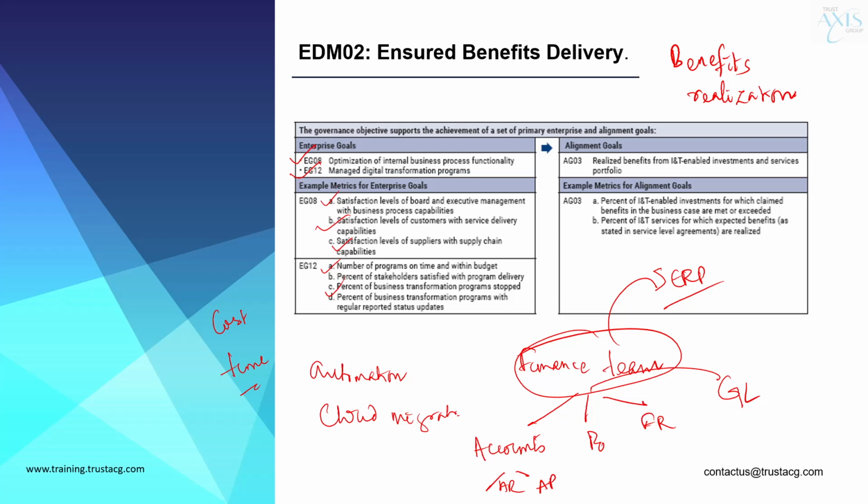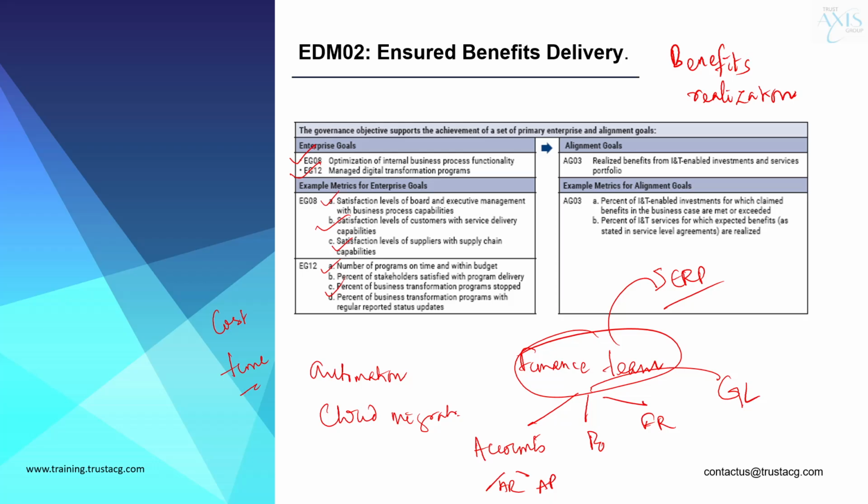And the number, or the percentage, of business transformation programs that had to be stopped after they have actually been started is a red flag. So this metric is also something an enterprise must collect in order to validate whether you are actually on the path to achieve the goals laid out in the enterprise goals relative to managed digital transformation programs, right?